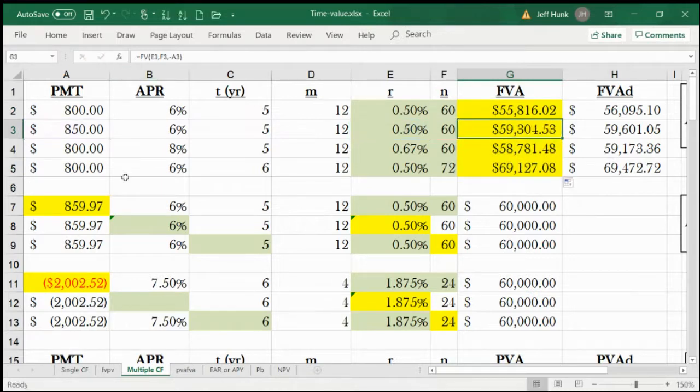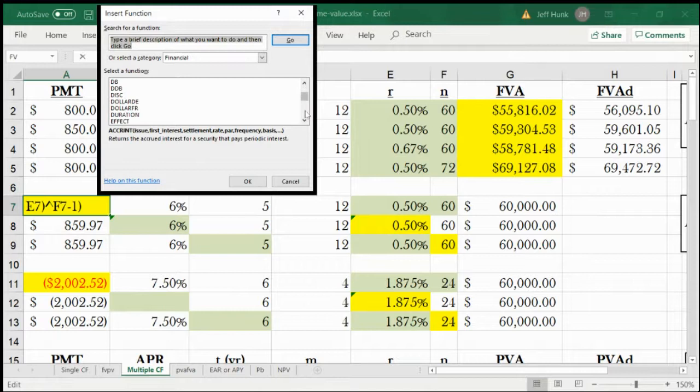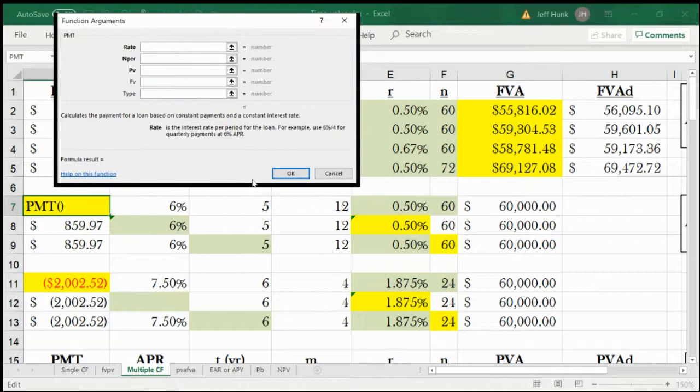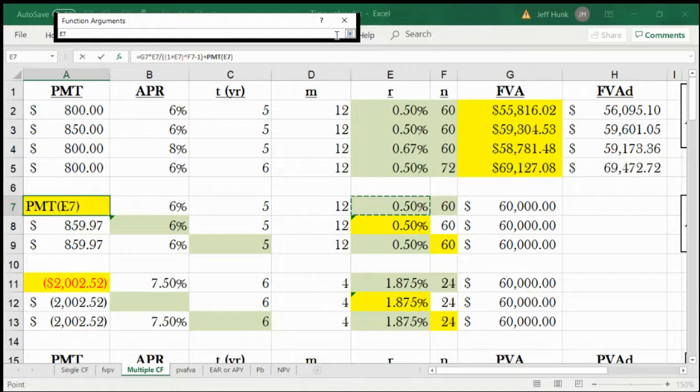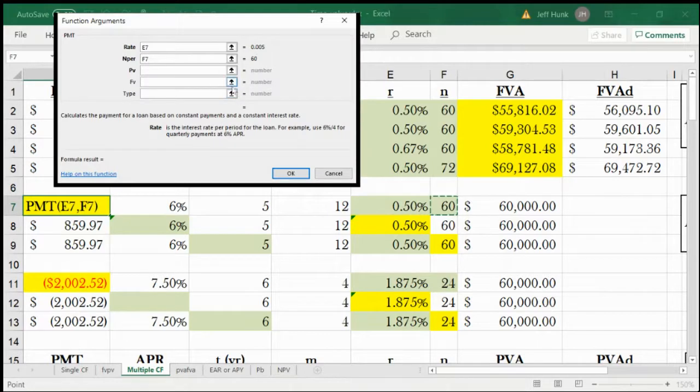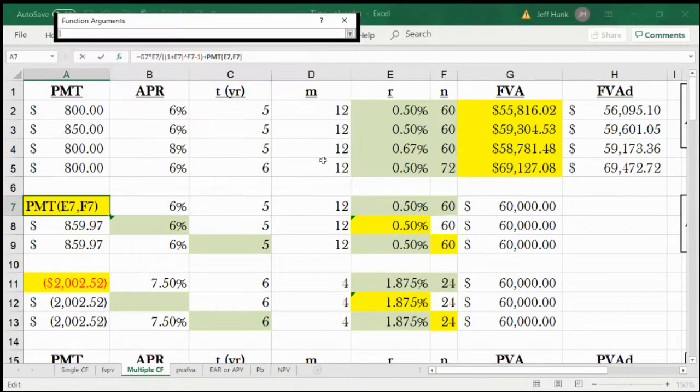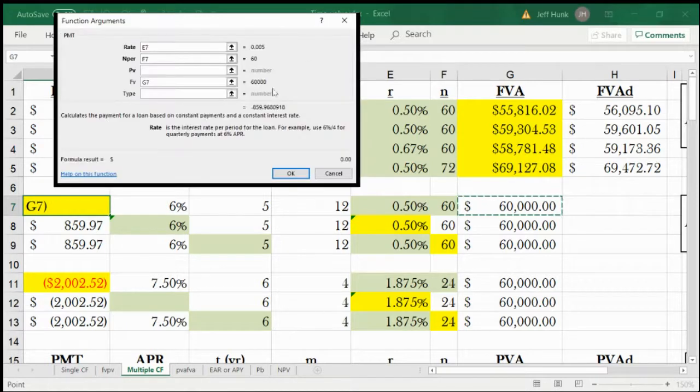Okay. What about this? Yes, you can do it by scrolling down until you find payment. There you are. Hit OK. Give it the rate. Give it N. No present value, but give it future value, right? Type ordinary, so you don't enter anything or enter 0. And then hit OK. You got this already.